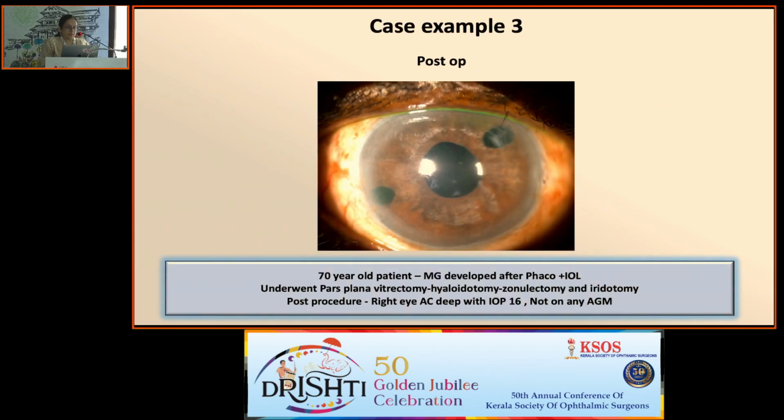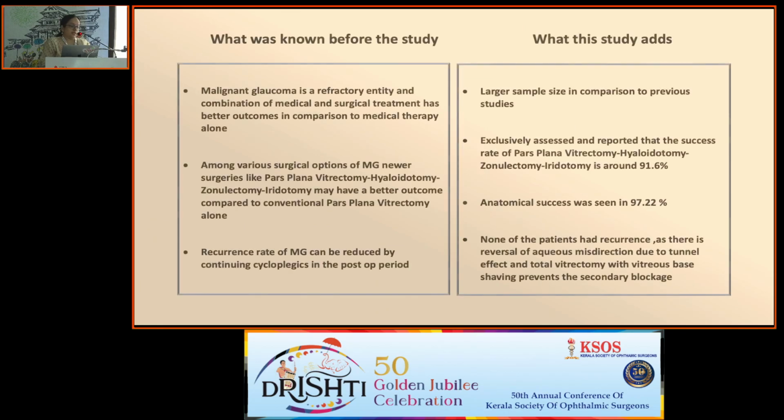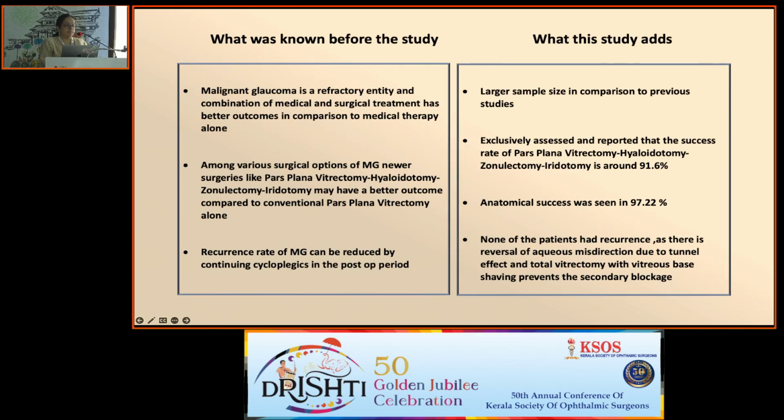This is also a post-op picture of the patient, and AC is deep, IOP is 16, and not on any anti-glaucoma medication. What was known before the surgery is that malignant glaucoma is a refractory entity, and there are many surgical and medical treatments. Among various surgical options, newer modalities can have a better outcome. Recurrence rate of malignant glaucoma is reduced by continuing cycloplegics. What this study adds is that it has a larger sample size compared to previous studies.